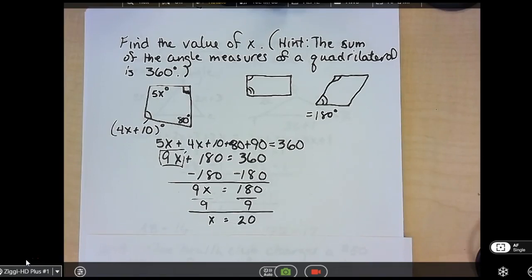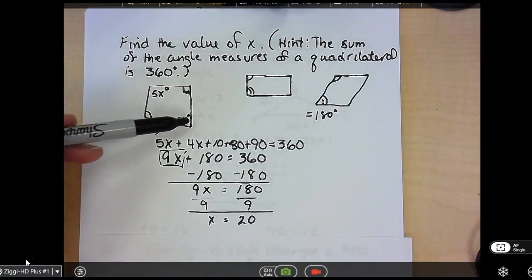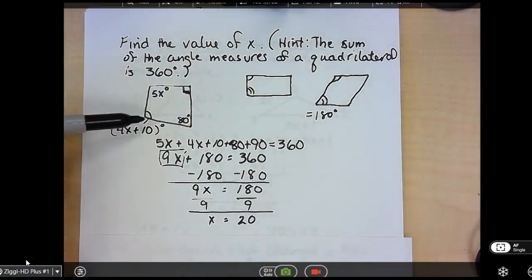Some of the problems have you go back, find the measure of each angle, but if we look, we would have 80 plus 10, so this is 90. 5 times 20 is your 100. Both your opposite angles have to add up to 180.